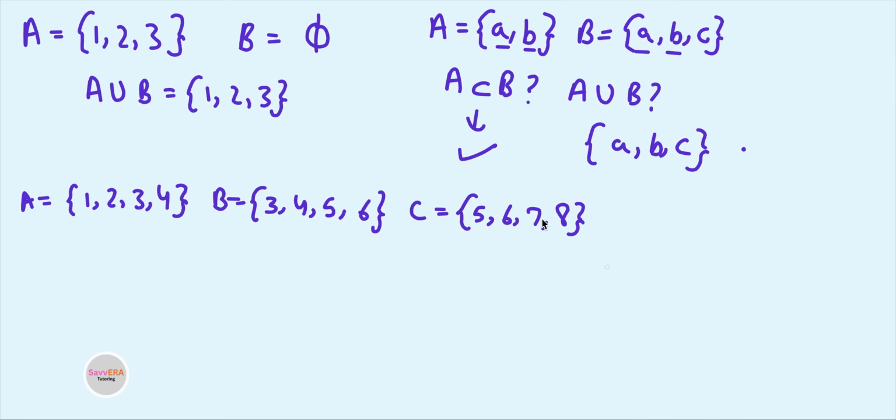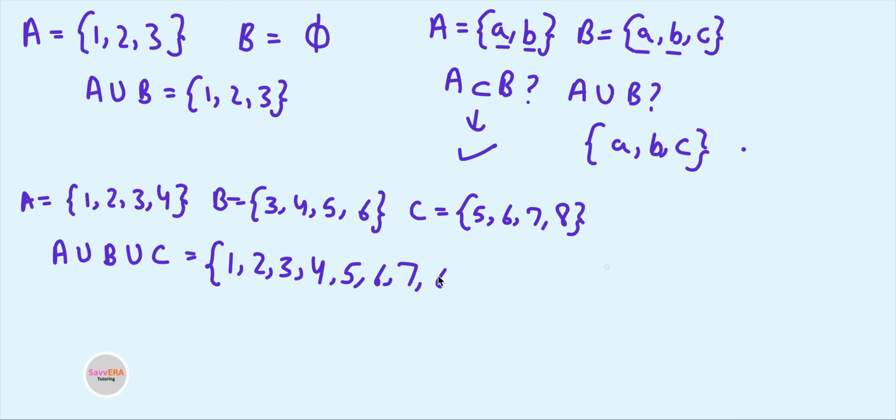Okay? And we are asked, what is A union B union C? Okay? So this would equal 1, 2, 3, 4, and then 5, 6, 7, and 8. So we would include all the elements that are in each set, but we list them only once.